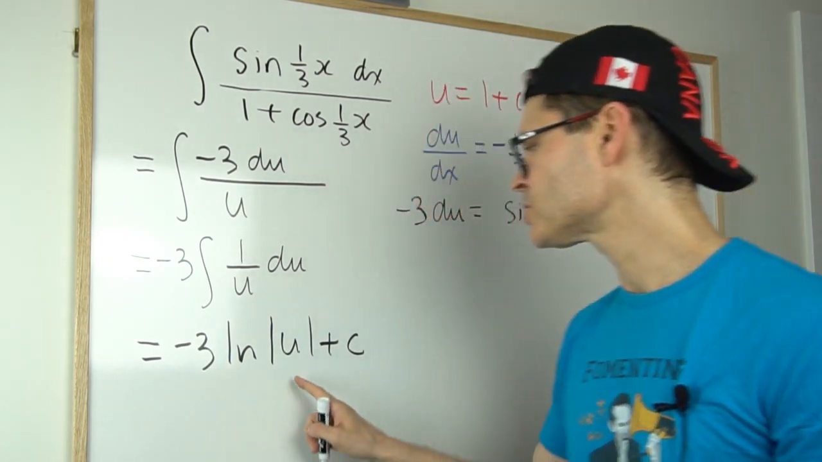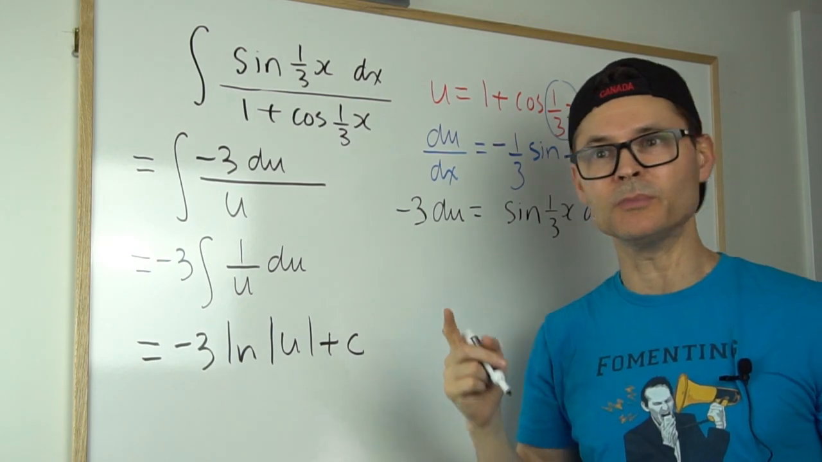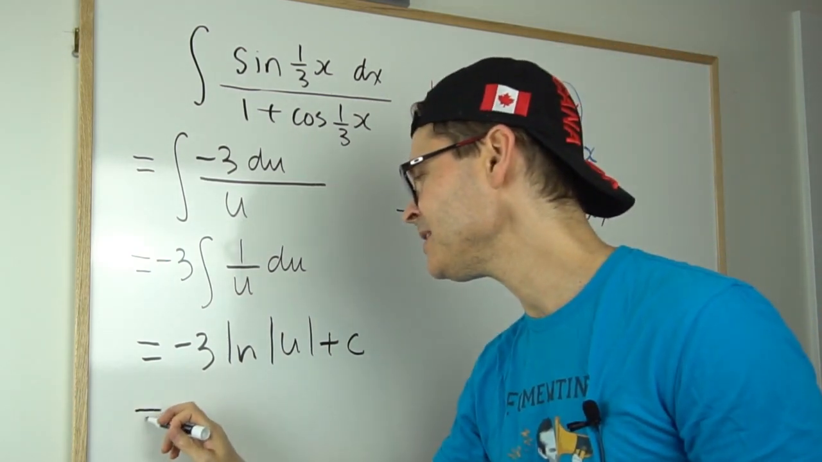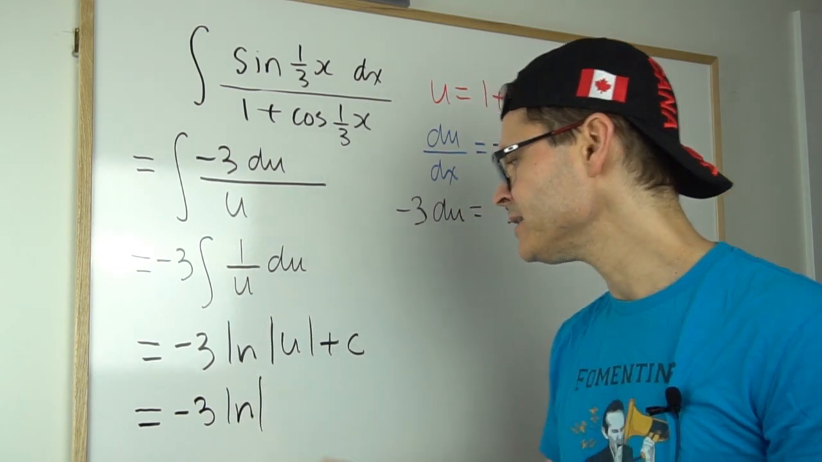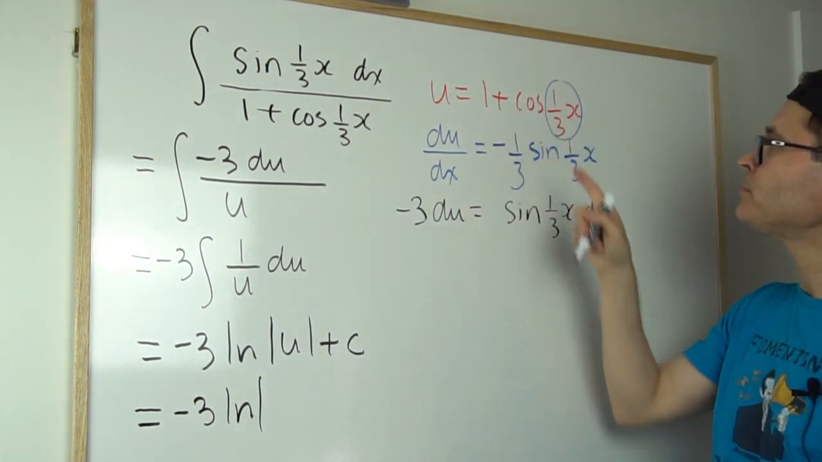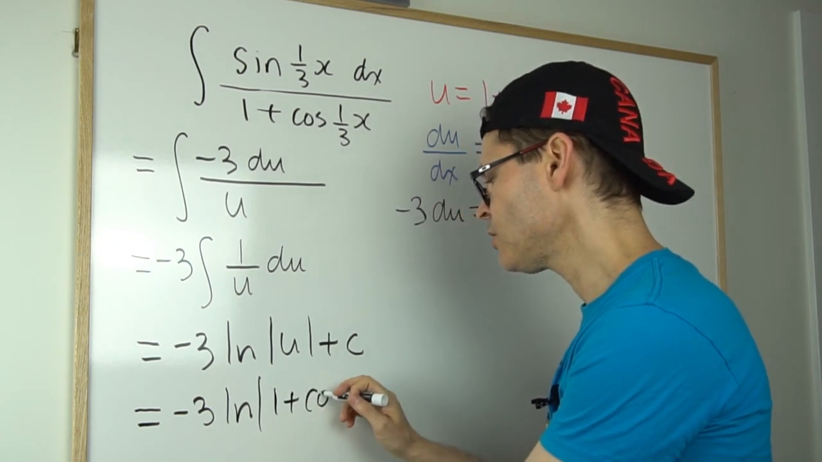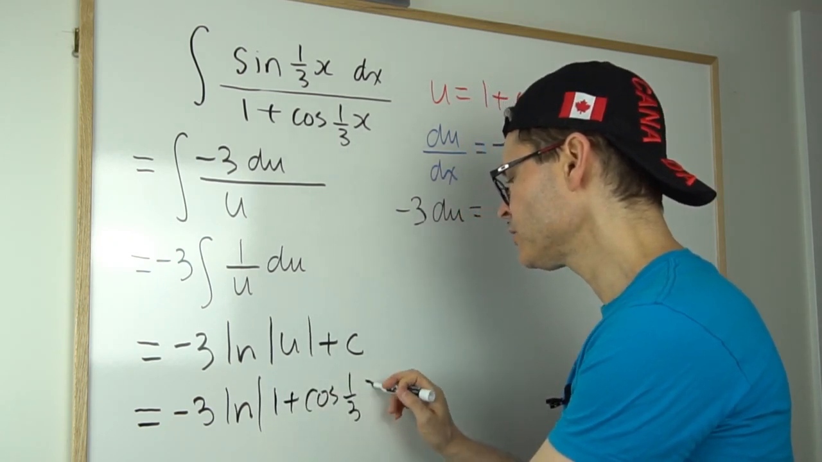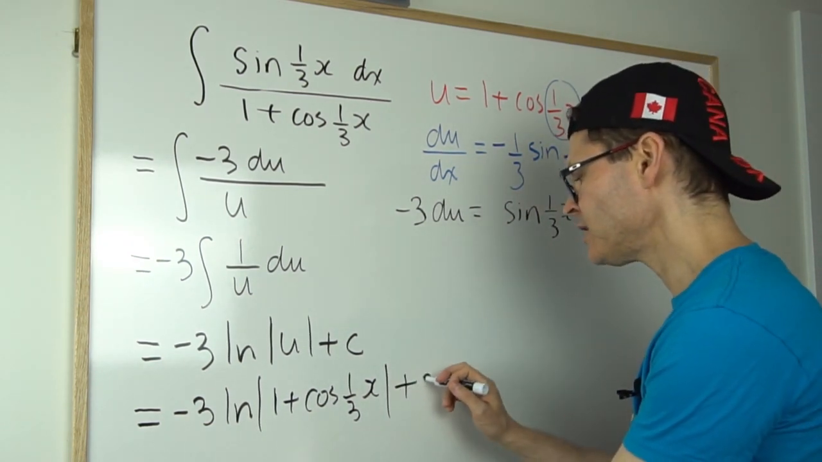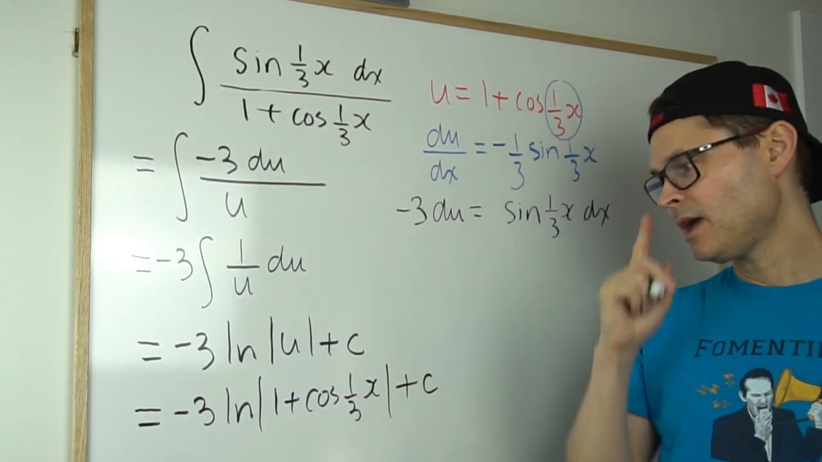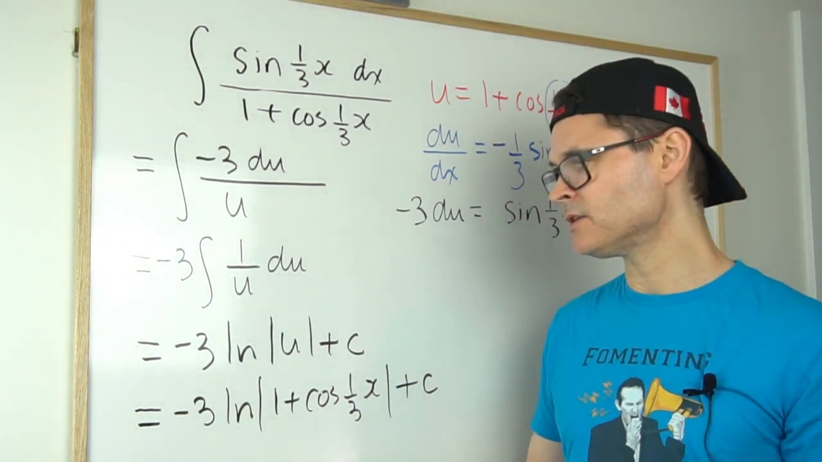Okay, and then of course don't leave it as u, because the question had nothing to do with u. U is just a dummy variable. So we get rid of the dummy, and that's not a very nice word to use, I suppose. And then instead of writing u, I'm going to write 1 plus cos 1/3 x. So 1 plus cosine 1 over 3x. I have to put that back into the expression. And then don't forget your constant of integration. And there she be.